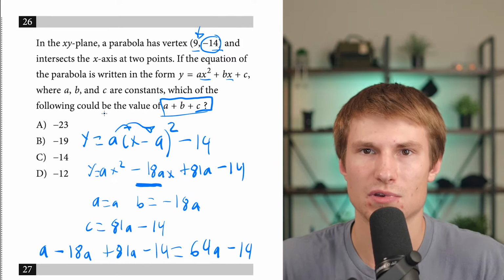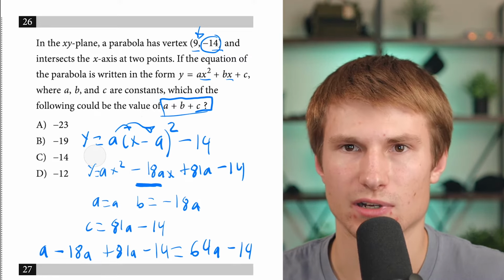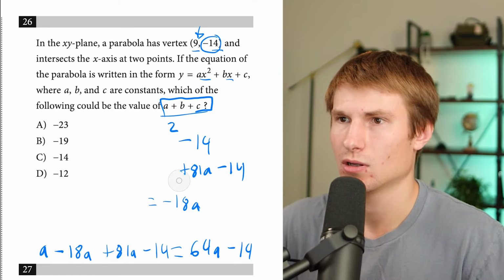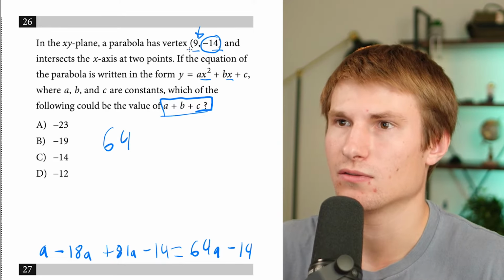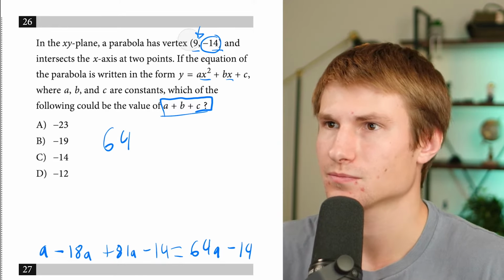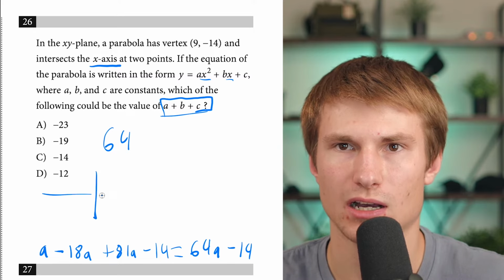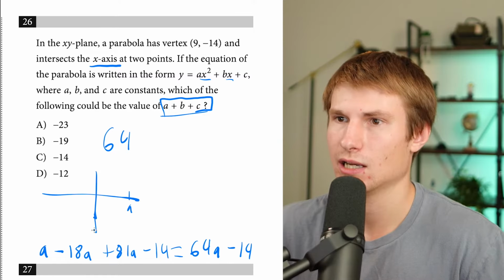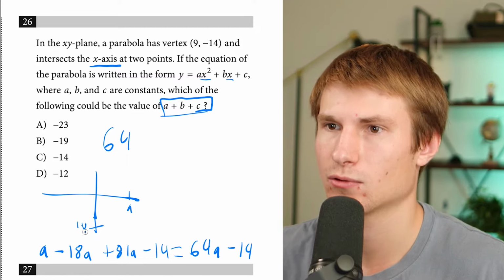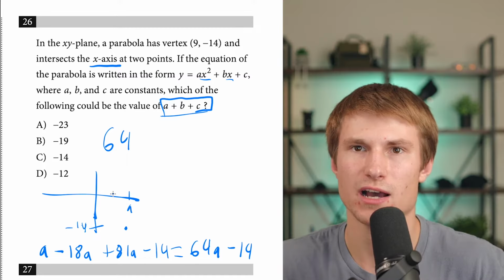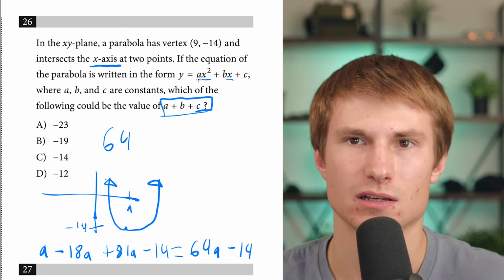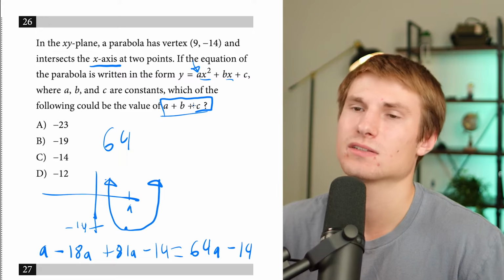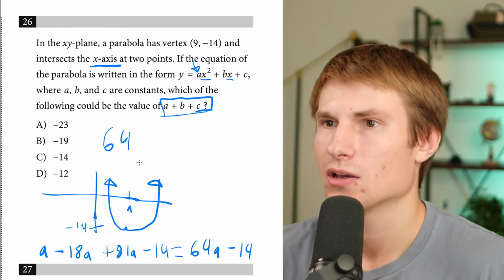Which of the following could be the value of this? So let me erase up here so we've got a little bit more room. Okay, so 64a minus 14. Now we see that our vertex is at 9 and negative 14, and we intersect the x-axis at 2 points. Let's go ahead and draw this out. Vertex at 9, negative 14, so we'll just call this negative 14. So right here, we intersect the x-axis at 2 points. Okay, so that means we are opening up. That means our a value has to be positive, okay, because we are opening up like a smiley face. We know that because we're crossing this x-axis twice. So therefore, a must be positive.